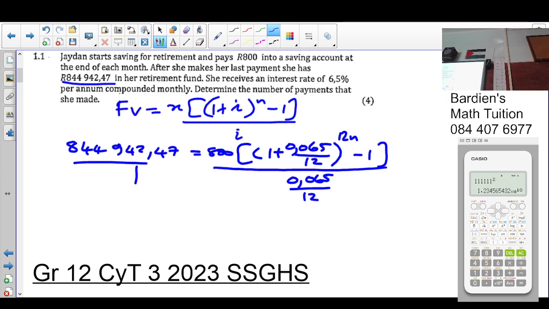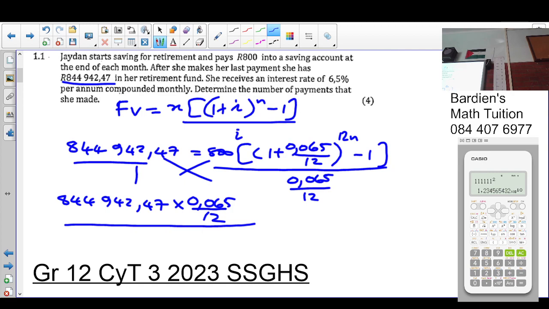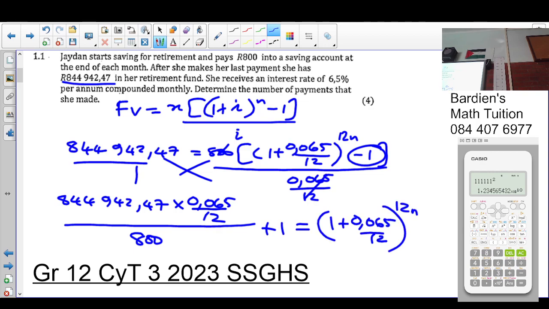So we now cross multiply. So we get 844,942,47 multiplied by 0,065 over 12, which is equal to 800 into that product, into that interest factor. Then I divide both sides by 800. Right? So that's gone, so I'm left with minus 1. So we add 1 here. So that is equal to 1 plus 0,065 over 12 to the exponent 12n. Okay?